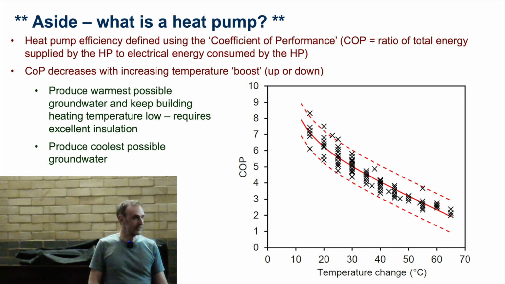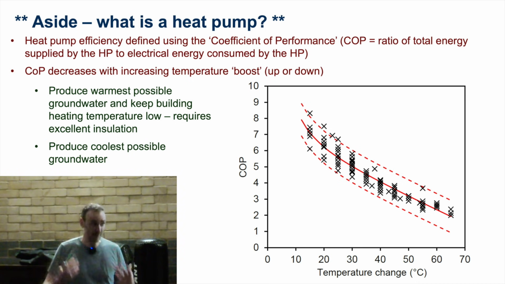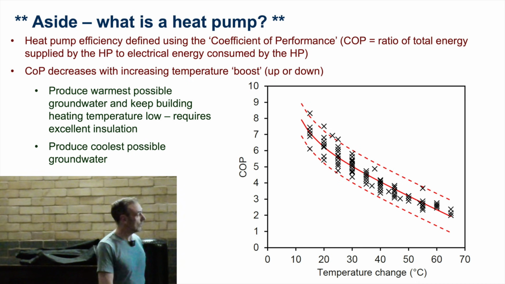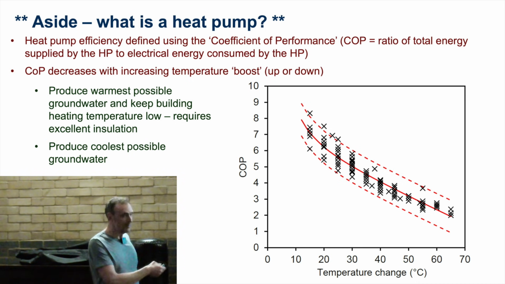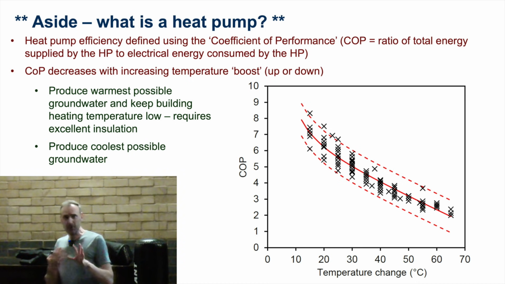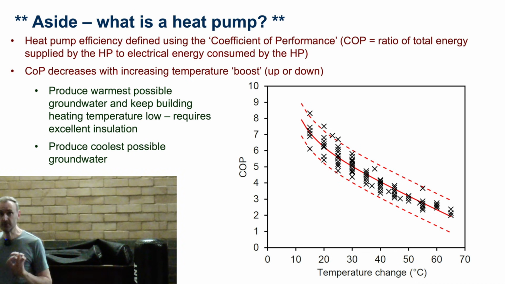Your kind of fan heater, one unit of heat energy for 1 unit of electricity. A heat pump should be 4 times better than that if it's well designed, and even higher if you can keep the temperature boost down. So what that means from a geothermal side, okay, I'm not a heat pump person, is I know that I need to produce groundwater at the highest possible temperature for heating and at the lowest possible temperature for cooling, so I can make the heat pump as efficient as possible.